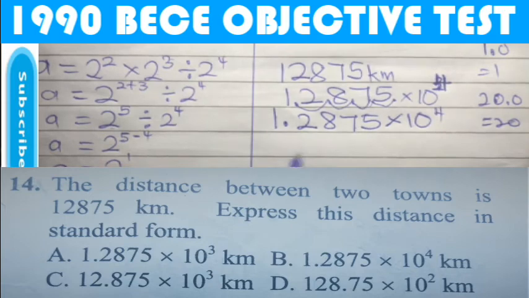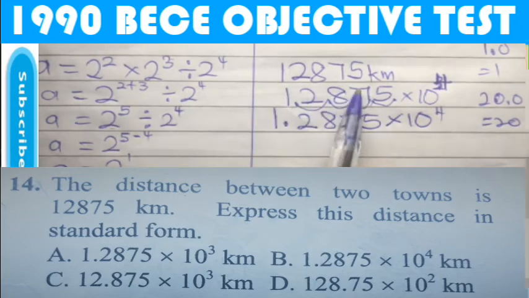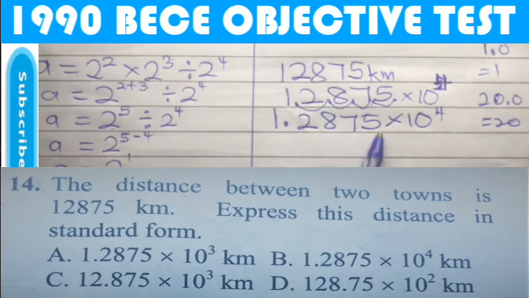Listen, with standard form, you only leave the first value. The first value shouldn't be more than 9. It shouldn't be a two-digit number. So the whole number part is supposed to be a single digit. Then the decimal point comes, and then you have the decimal values multiplied by the powers of 10. I believe you have followed that. So this is the answer. Expressing 12,875 kilometers in standard form is 1.2875 multiplied by 10 exponent 4, because we moved to the left 4 times.